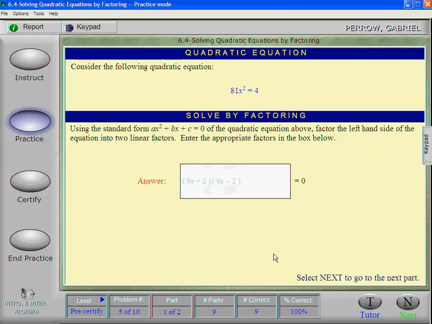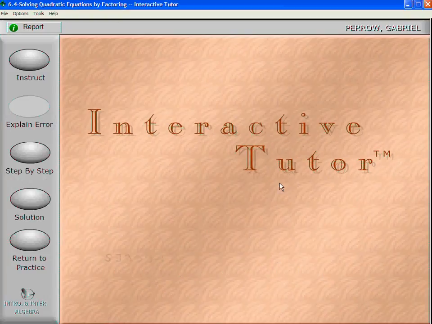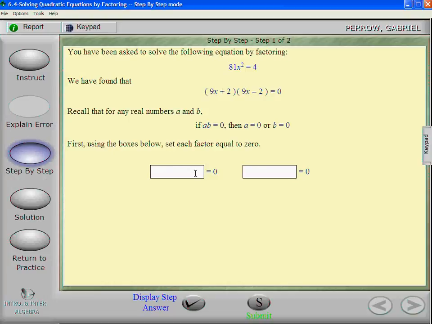Okay, so if those are your factors, 9x plus 2, 9x minus 2, then we can go and solve each one out. I could talk through it pretty easily, but I'll show you the tutor mode again just to make sure you got it. One of those factors has to be 0. So either 9x plus 2 equals 0, which sets up one case, or 9x minus 2 equals 0, which sets up the other case.